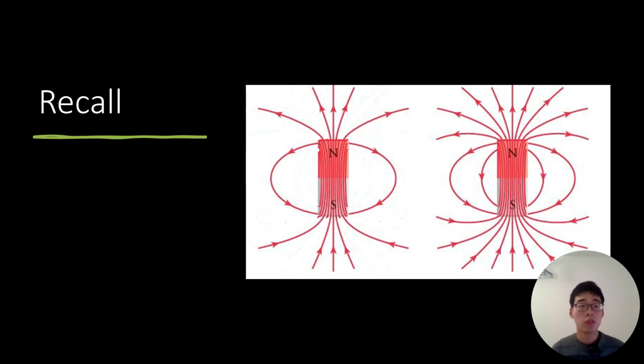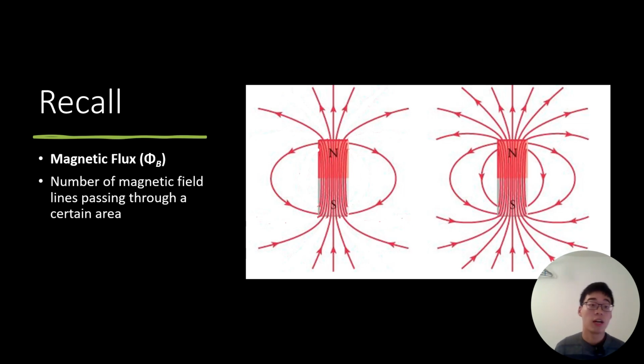Recall from A levels, we've talked about magnetic flux, which is the number of magnetic field lines passing through a certain area. For example, let's take this area. We can see 3 magnetic field lines across it. And if we take this area, there's only 1 magnetic field line through it. So we can say the first area, this one, has a larger magnetic flux than the second one.